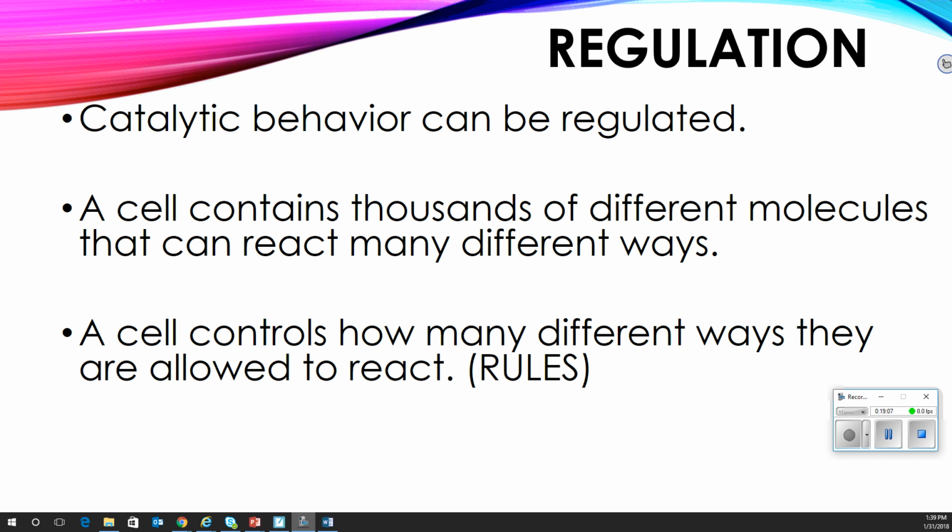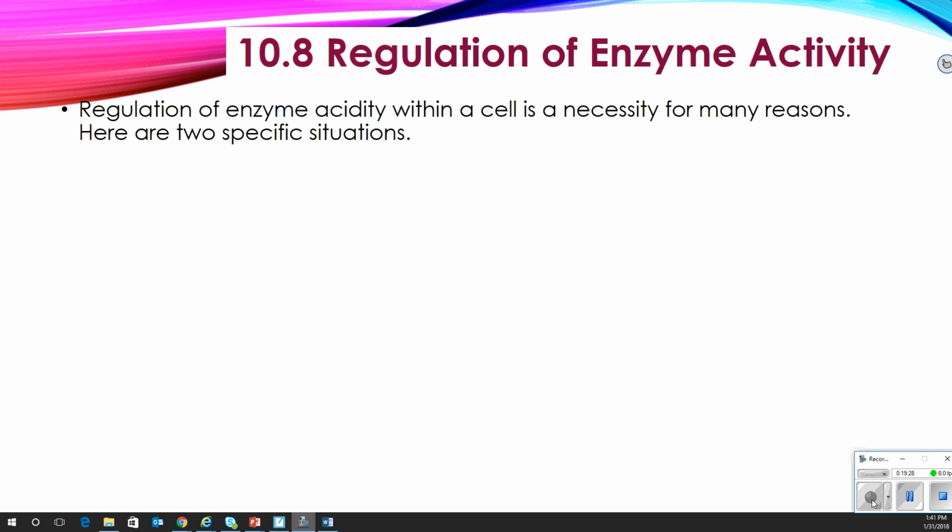We're on to regulation of enzymes. Catalytic behavior can be regulated. A cell contains thousands of different molecules that can react in many different ways. We've got to have somebody be the controller. A cell controls how many different ways they are allowed to react. In other words, they have rules. Sometimes they need to turn off enzyme production because bodies can't handle too much of something, right? So regulation of enzyme activity within a cell is necessary for many reasons.